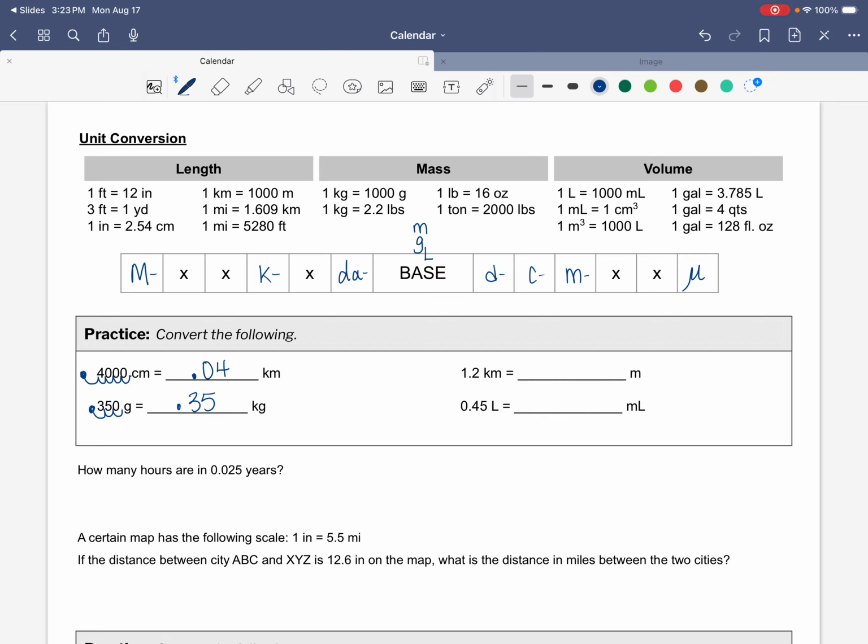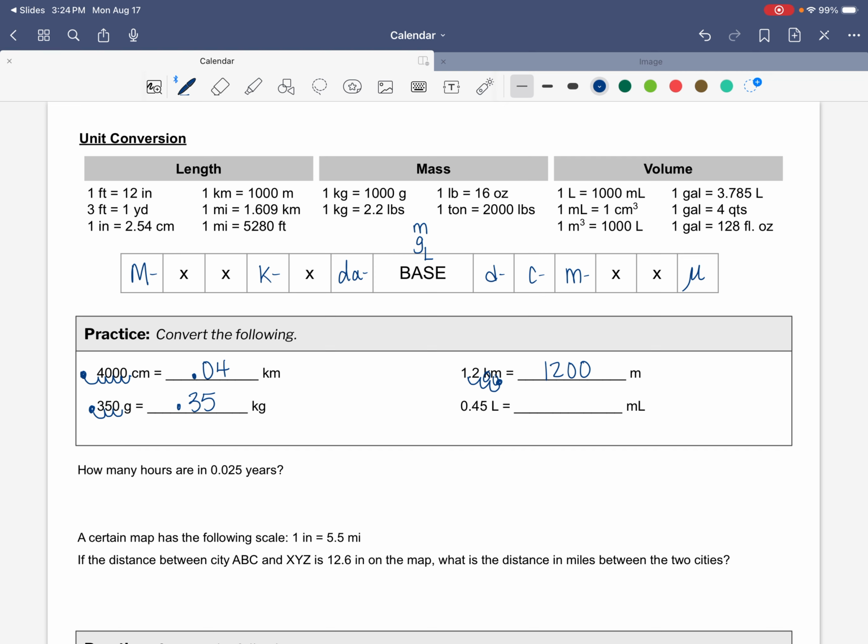For the next one, I'm going from kilometers, which is here, to meters. It's just a single letter, so it's base. I'm going to move my decimal 1, 2, 3, but to the right this time. I'm actually going to have 2 open loops. So I'm going to have 1200. Make sure you don't put a decimal because we only want to report 2 sig figs. So those 2 zeros are just placeholders.